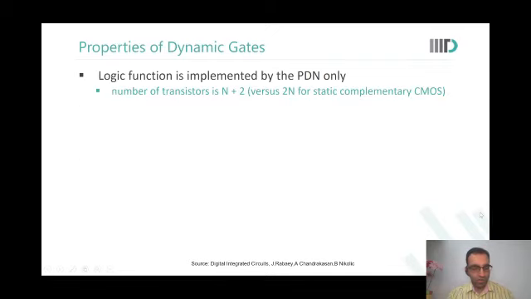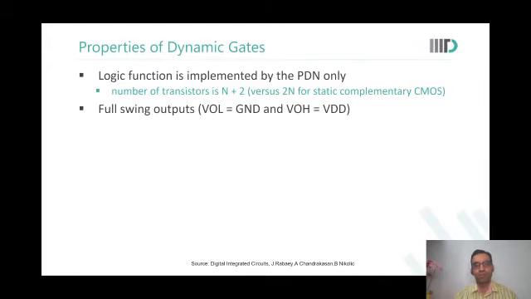Okay, what else? We also saw that in dynamic gates, the total number of transistors would be something like n plus 2 versus 2n for the static CMOS. You're able to see this n plus 2, the plus 2 things? Yes, sir. The PMOS with the header clock and the NMOS with the footer clock.